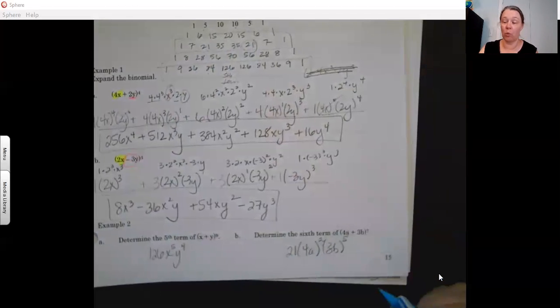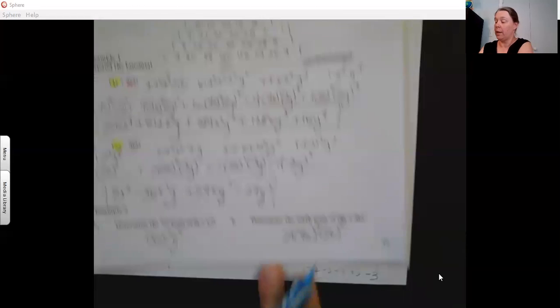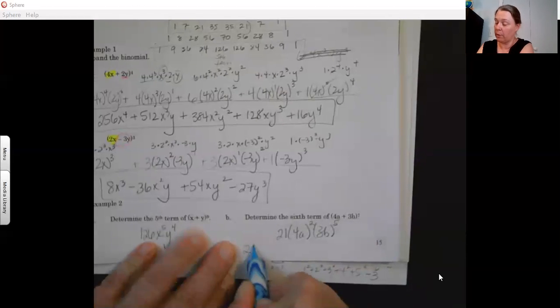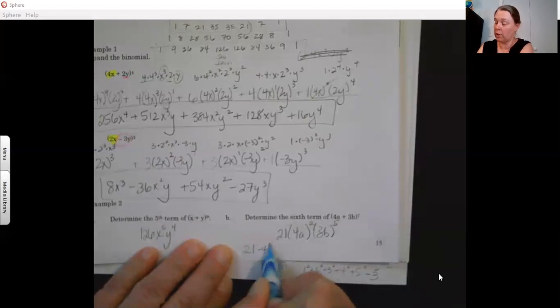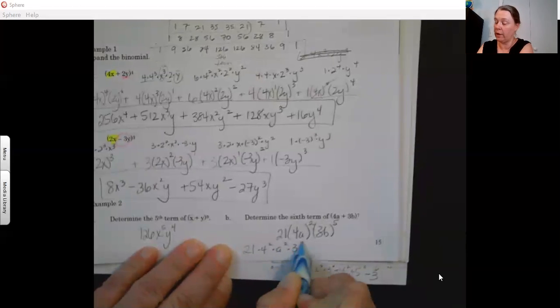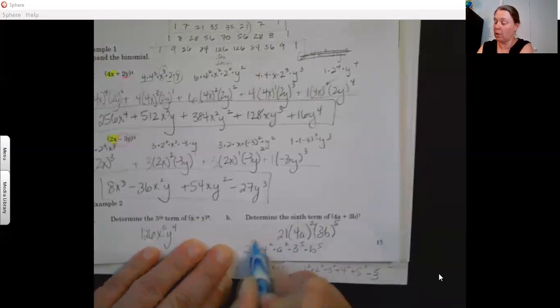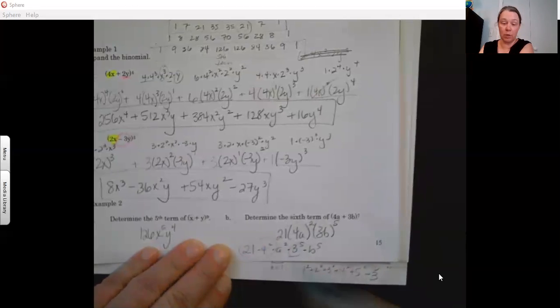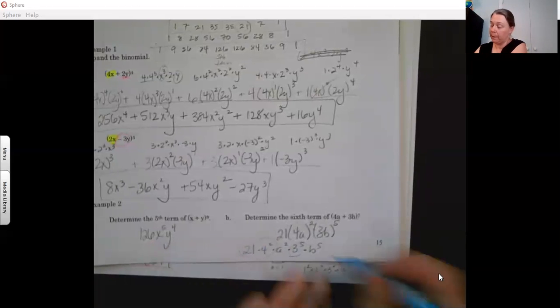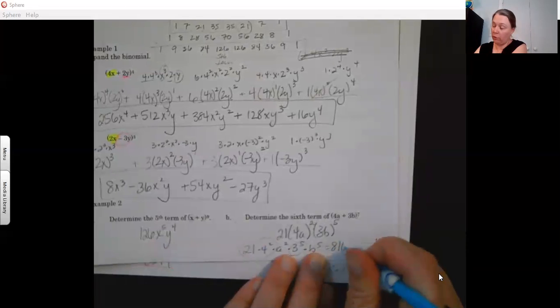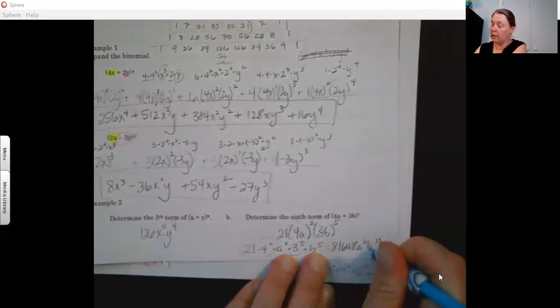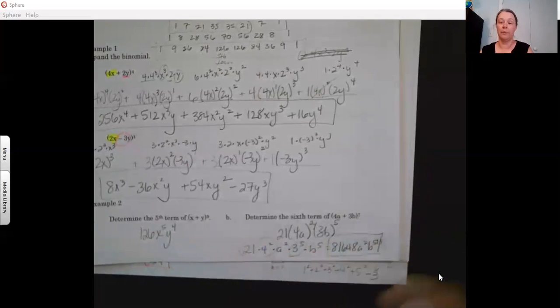Now this I have a little bit more work to do than I did on that one because I can expand this, or simplify it. So 21 times 4 squared times a squared times 3 to the 5th times b to the 5th. So I can multiply all my numbers together and it's pretty big. 81,648, and that would be a squared b to the 5th. Okay, so when it talks about using the binomial theorem to expand, it's talking about this.